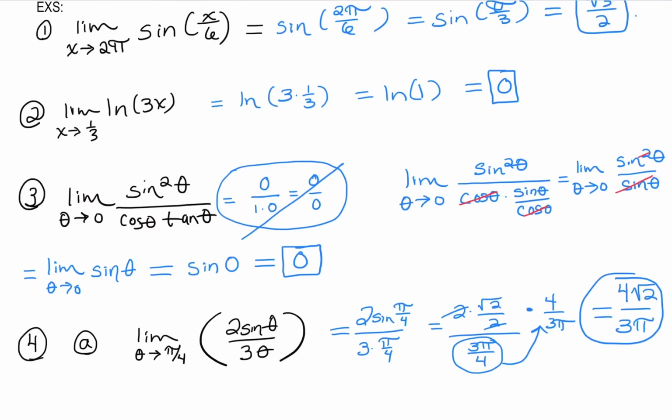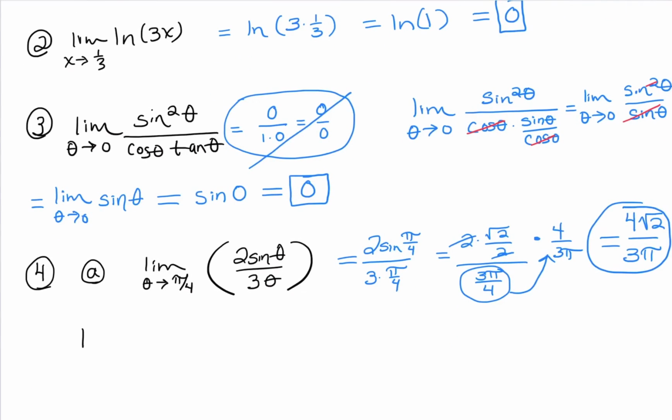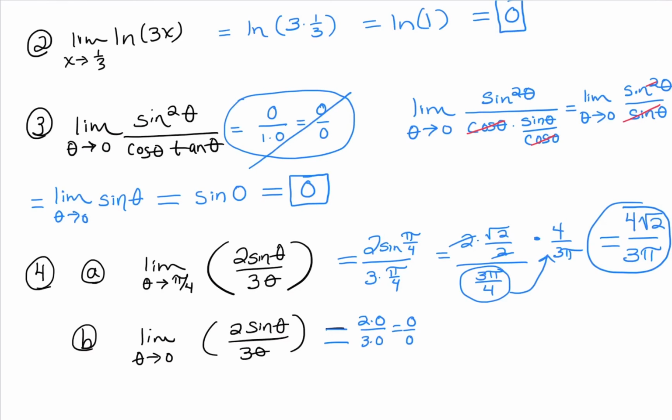All right, now suppose I had part B. Now let's say I had the limit as theta goes to 0 of this same function, 2 sine of theta over 3 theta. Well, again, I would start by thinking about direct substitution, but I would have sine of 0 is 0 over 3 times 0, so I have 0 over 0, and that's our indeterminate form.